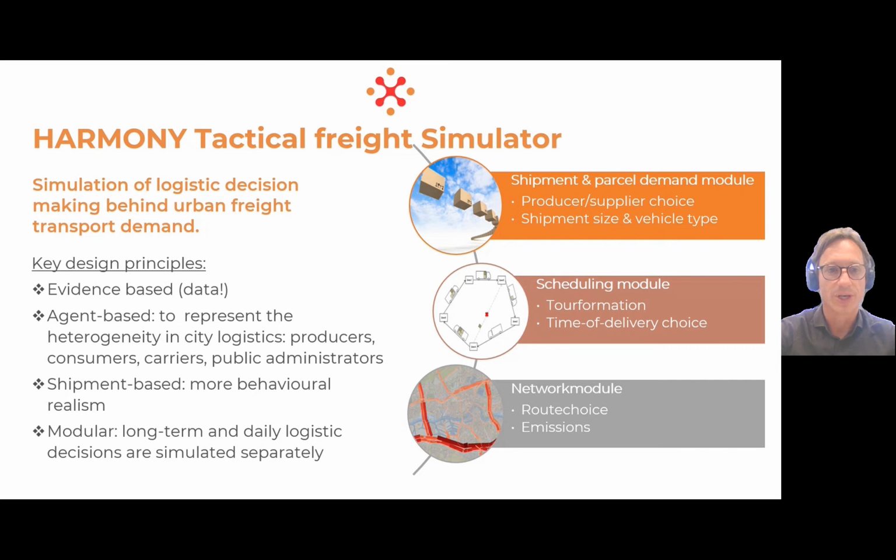Finally, we designed the model in a modular, layered structure, separating the more strategic long-term decision making from the daily tactical decision making. The strategic part covers decisions such as producer and supplier choice, shipment size and vehicle type choice, while on a daily basis we simulate decisions like tour formation and time of delivery choice. Finally, we also developed auxiliary modules to calculate all kinds of network performances and emissions.